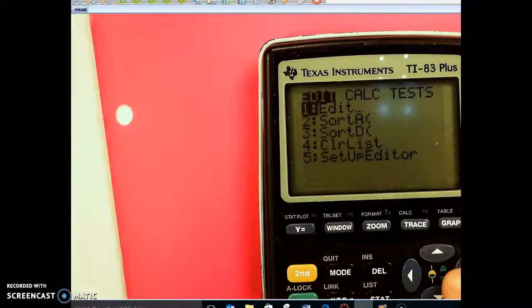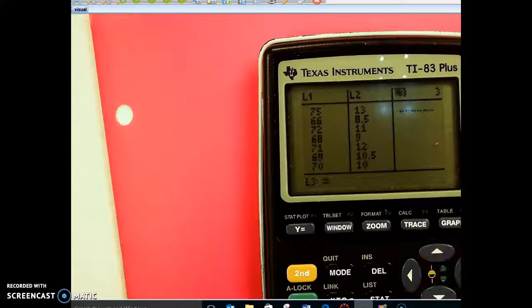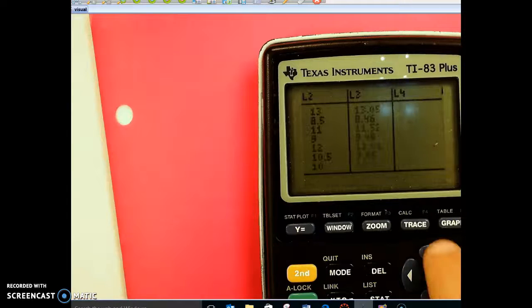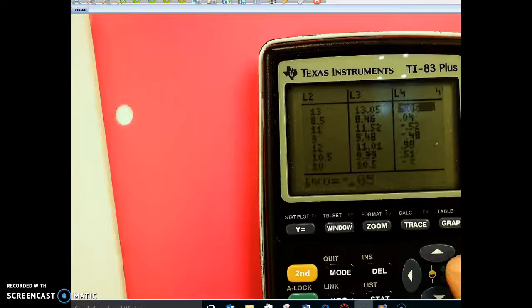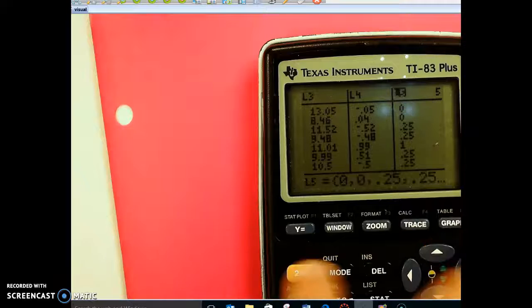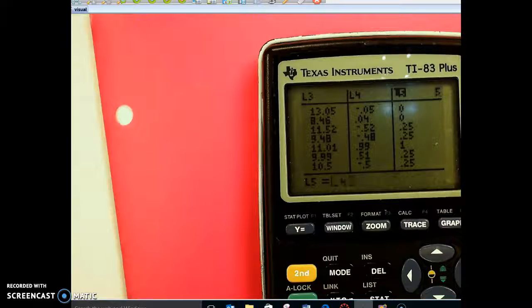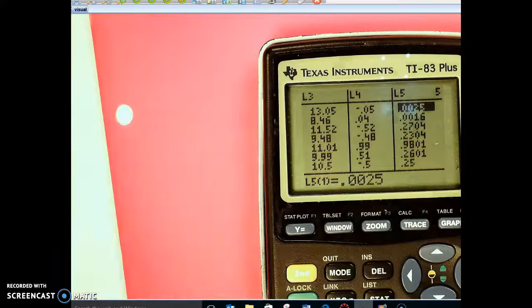So we're going to go to stat edit. We're going to go find those predicted values. So 0.51, my x values are in list 1, minus the 25.2. Then we're going to go over to list 4, which is my observed, which are in list 2, minus my predicted, which are in list 3. Then finally, we're going to go ahead and square those values, which are my residuals. And the last thing we need to do is add those up.